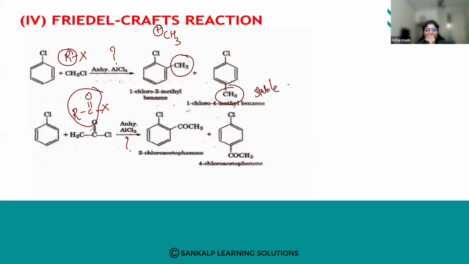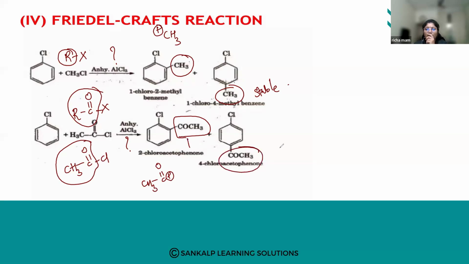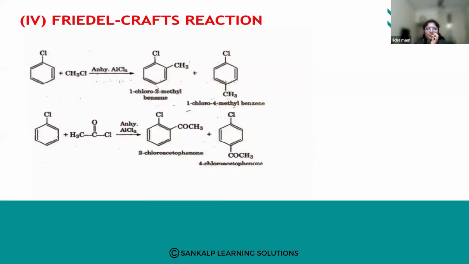Similarly, when you have an acyl group, my R here is CH3, so CH3C double bond OCl. This group will go and attack, so COCH3 will attack. CH3C double bond O is the electrophile. I will get an ortho and para substituted product. Again, the para is more stable. Both the products are obtained, but the more stable one will be the para product. So this is the Friedel-Crafts reaction.